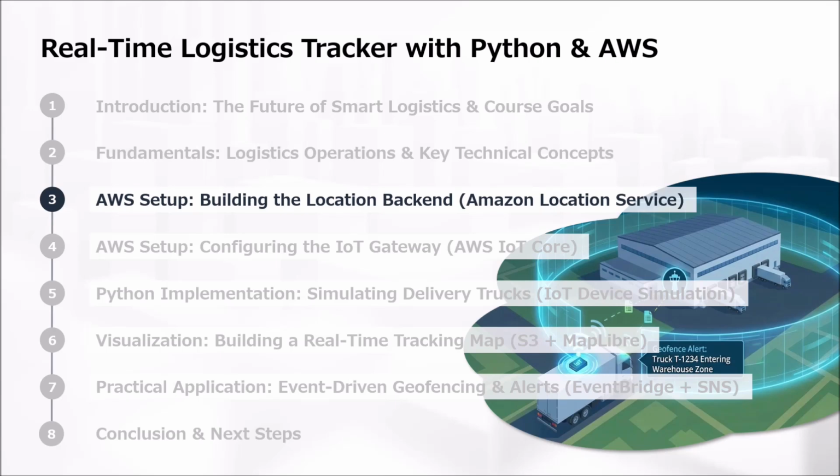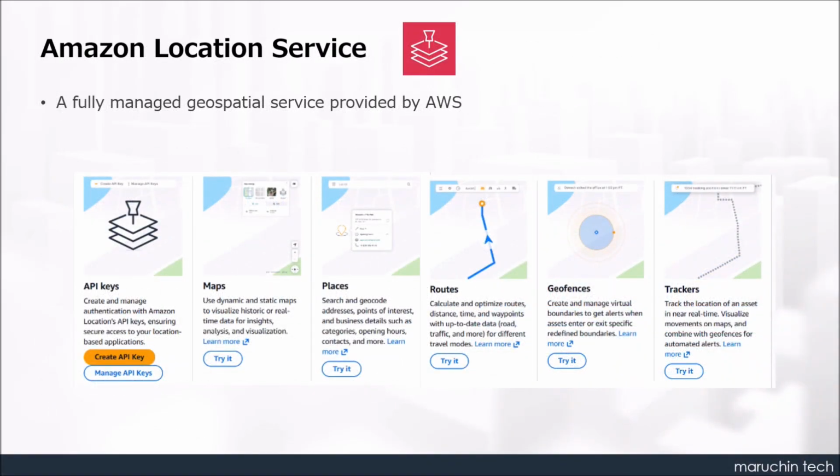Moving on to section 3. In this section, we will build the actual location infrastructure using Amazon Location Service. Amazon Location Service is a fully managed geospatial service provided by AWS. Simply put, think of it as AWS's equivalent to the Google Maps platform. It allows you to create maps and process geospatial data like latitude and longitude.